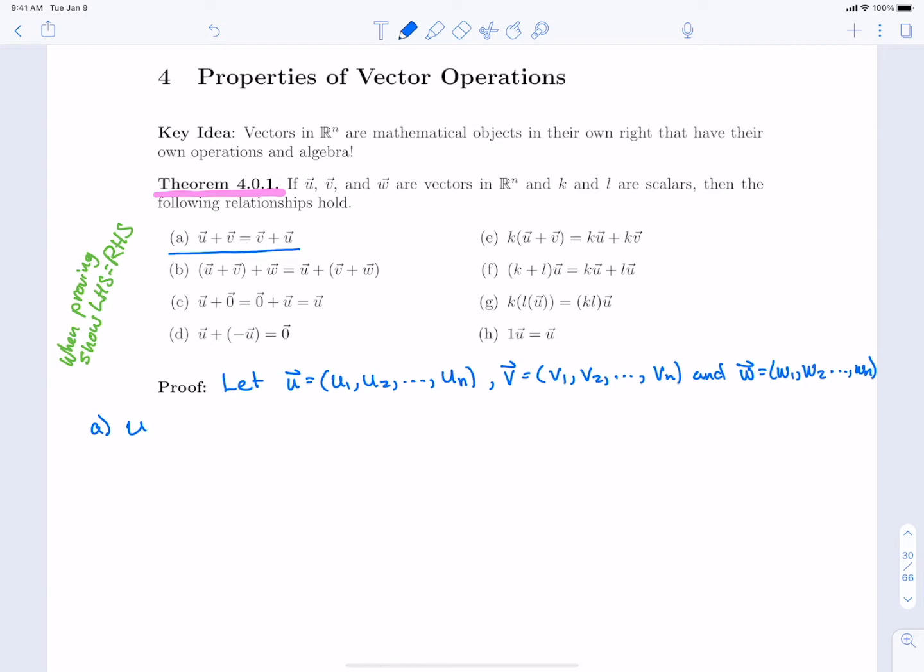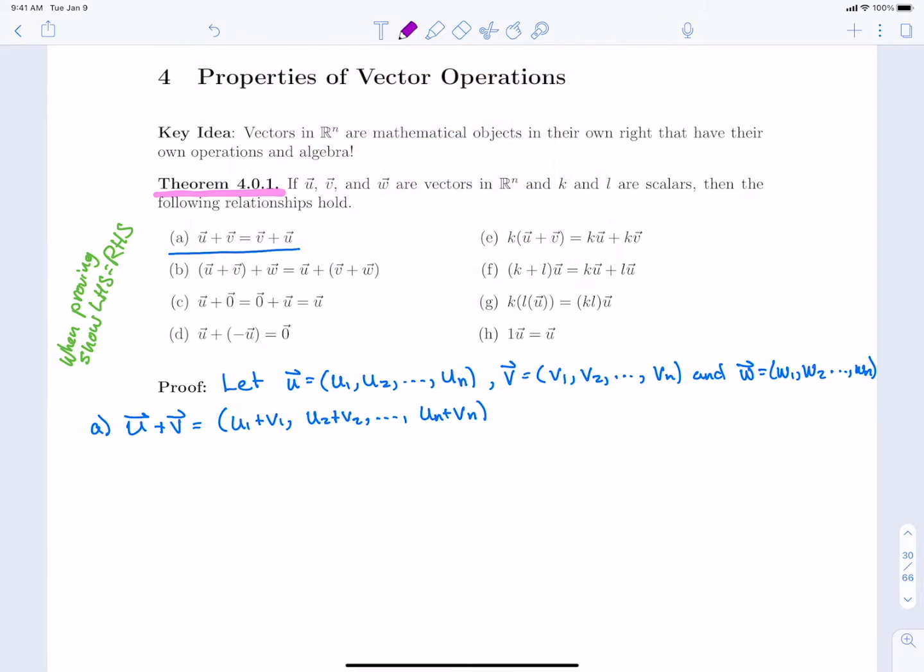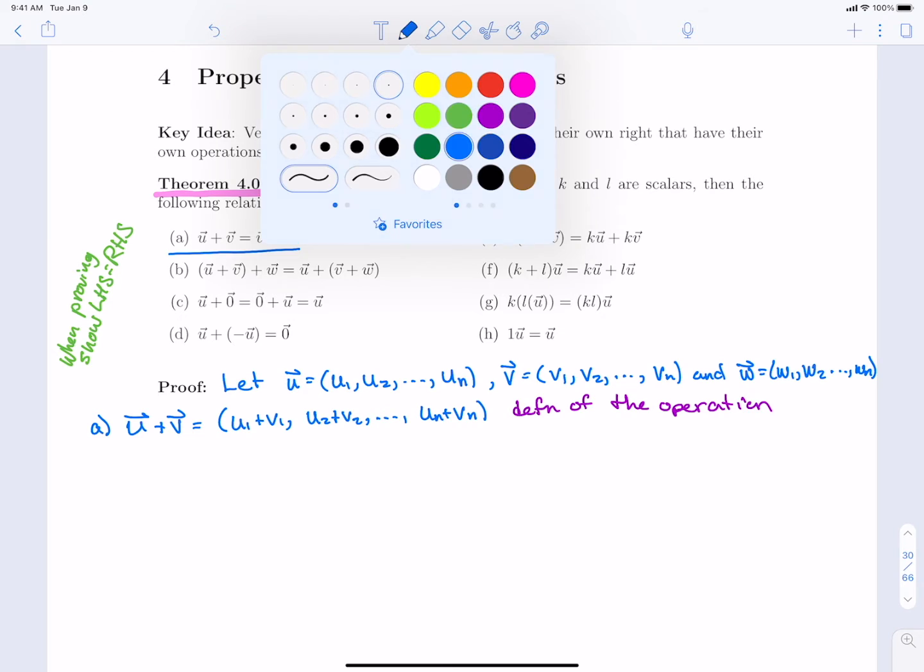So we start by saying, well, u plus v. And I can actually write out what that is. So I've got u1 plus v1, u2 plus v2, and that goes all the way to un plus vn. And I was able to make that statement because I used the definition of the operation to be able to say that that's what u plus v will look like.